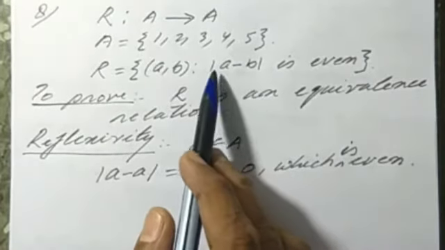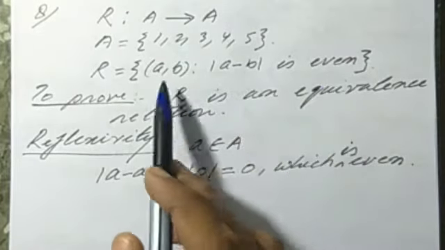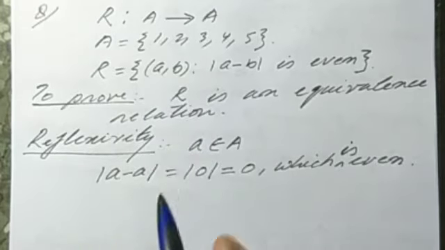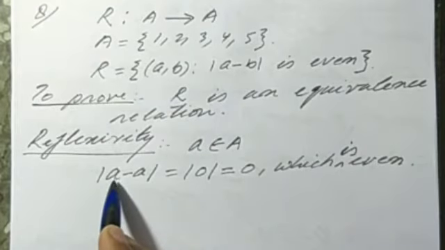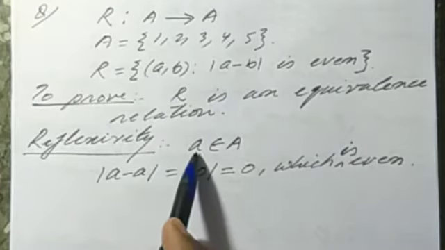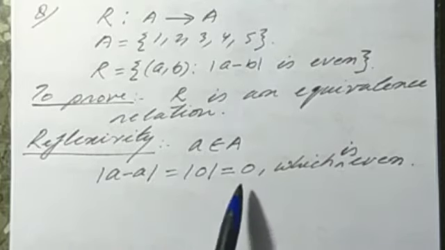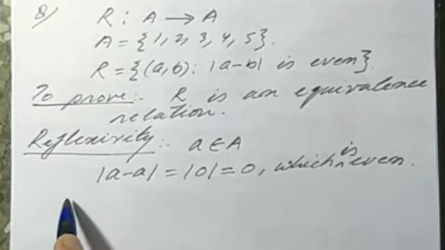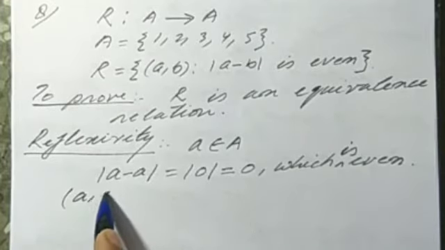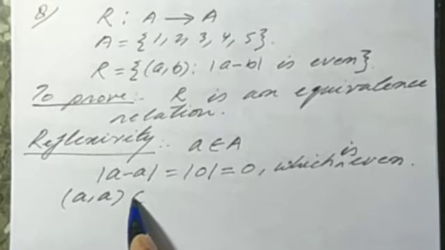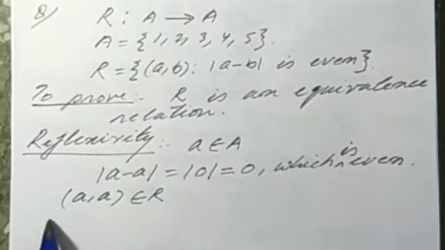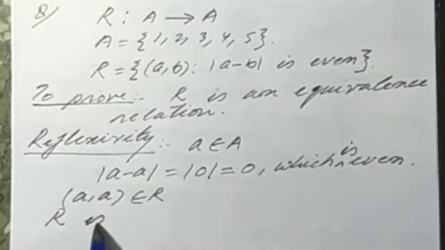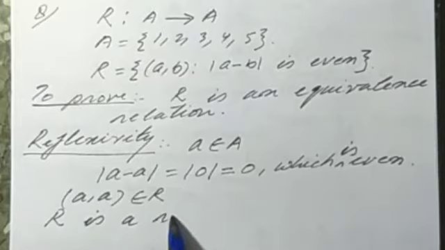So by the definition, if modulus a minus b is an even number, then (a, b) exists in the relation. So we have shown that for any element of set A, the difference of the number from itself is equal to 0, which is an even number. So every element is related to itself. (a, a) belongs to R. So R is a reflexive relation.